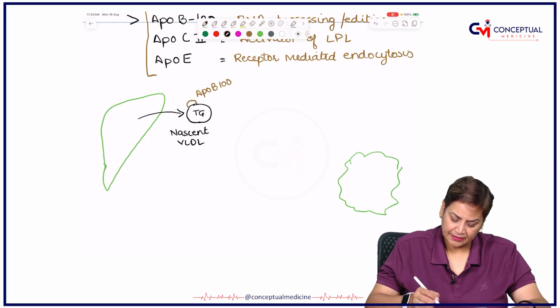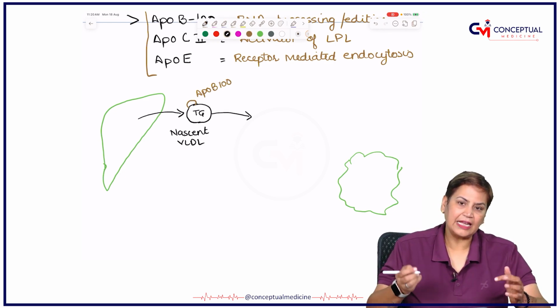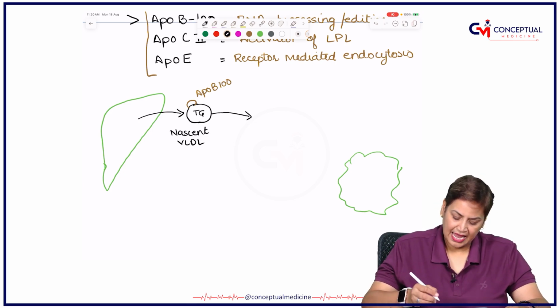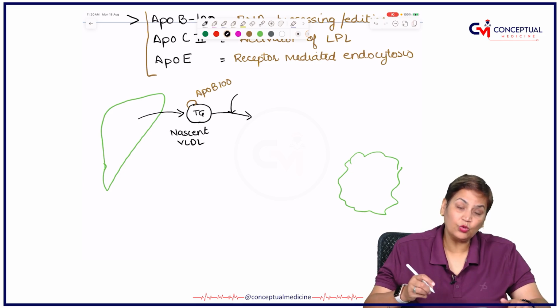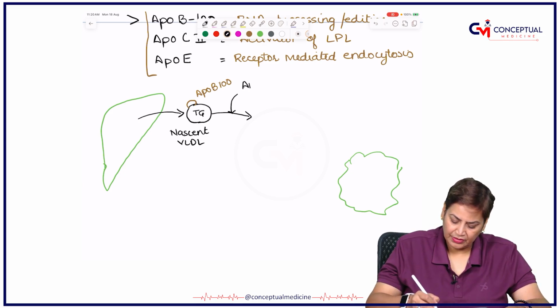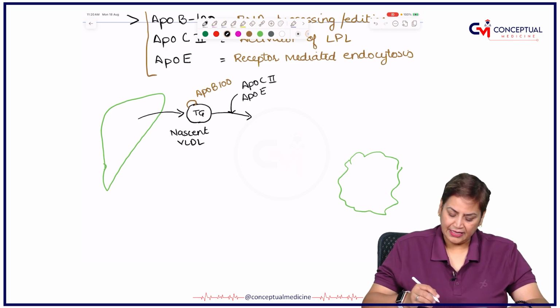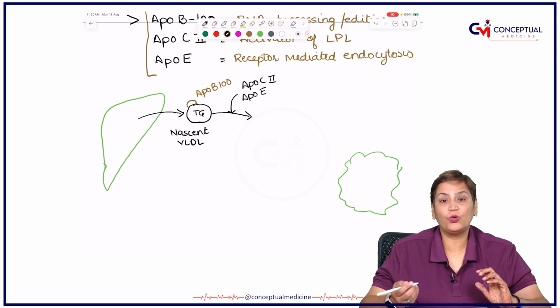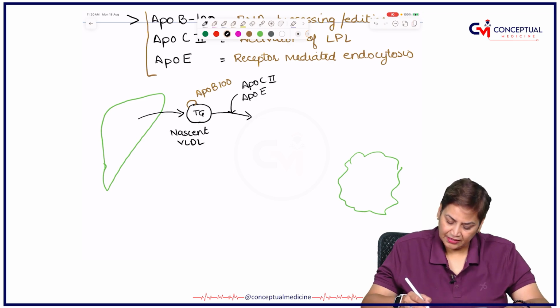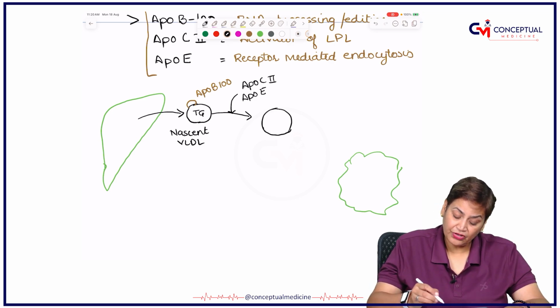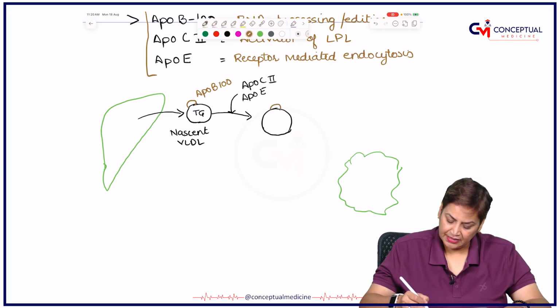Now what happens is, it will start accumulating more and more TGs, and it will combine with two more apoproteins, Apo C2 and Apo E. And they will become mature VLDL. So obviously the size will increase a little bit, and there will now be 3 apoproteins associated with it. So this is Apo B-100, Apo C2 and Apo E.